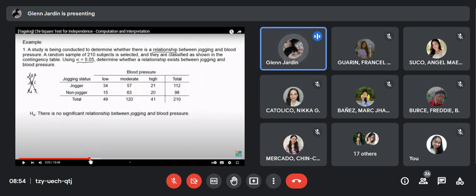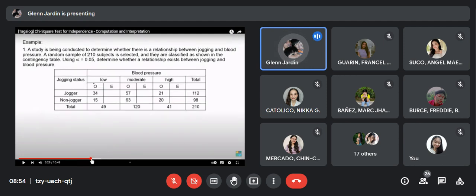As you can see, the table has been arranged: low, moderate, to high. Since it is a contingency table, we will use it in the computation. These are the observed values: there are 34 joggers with low blood pressure, 57 with moderate blood pressure, and 21 joggers with high blood pressure. The same for non-joggers: 15, 63, and 20 with high blood pressure.